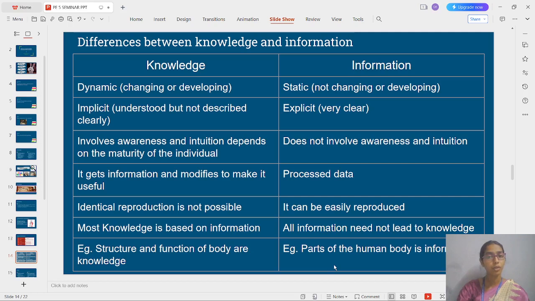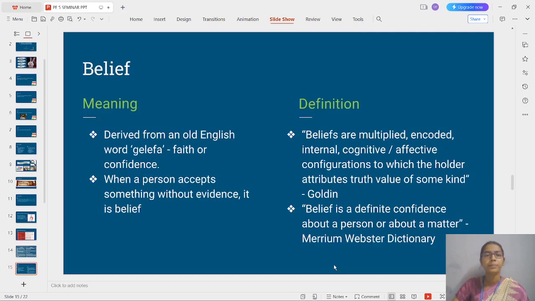Identical reproduction of knowledge is not possible, whereas information can be easily reproduced in any number of ways. For example, the structure and function of the body or the organs is known as knowledge, whereas the names of the parts of the body are information. Next, we will move on to belief.